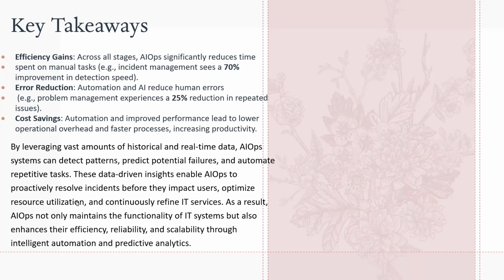By leveraging vast amounts of historical and real-time data, AIOps systems can detect patterns, predict potential failures, and automate repetitive tasks. These data-driven insights enable AIOps to proactively resolve incidents before they impact users, optimize resource utilization, and continuously refine IT services. So as a result, AIOps not only maintains the functionality of IT systems, but also enhances their efficiency, reliability, and scalability through intelligent automation and predictive analytics.